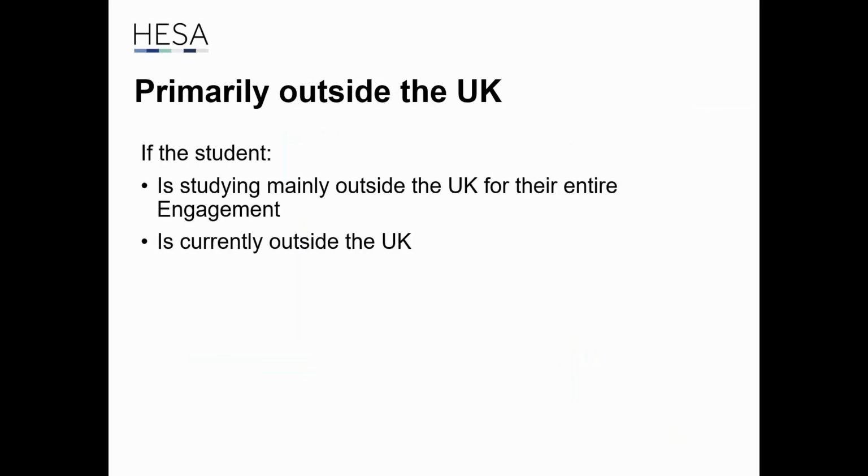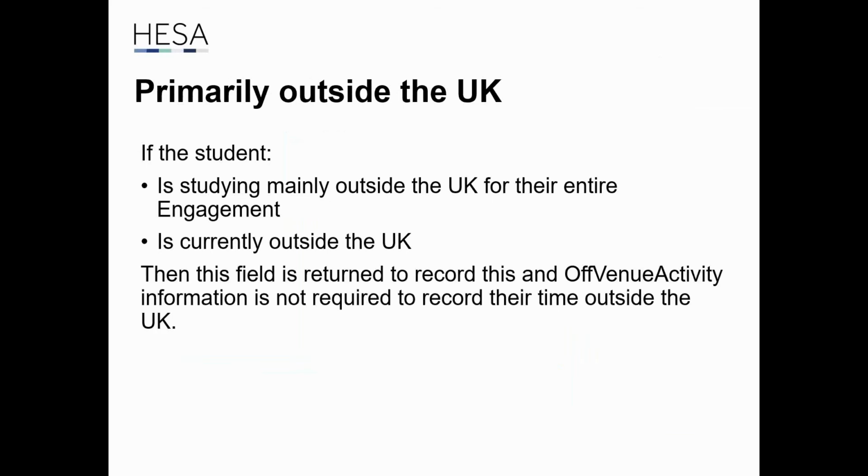So this is basically the equivalent to locked study S, location of study code S, that we have in the current student and student alternative, trying to do the equivalent thing in data futures. So it's after capturing where the student is going to be, mainly outside of the UK for their entire engagement. But currently, when that student is being returned, they are outside of the UK.